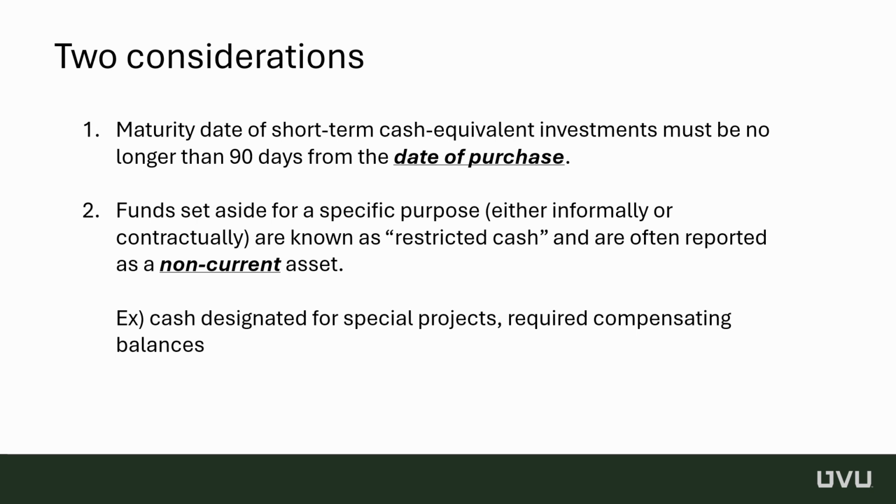The important point here is that restricted cash is not available for general operating use. Because of that, it is usually reported separately from regular cash and cash equivalents. If the restriction is long-term, it is reported as a non-current asset. And this classification can help financial statement users have a better understanding of the company's real liquidity. If money is tied up for other uses, we don't really want to think of it alongside our current assets.